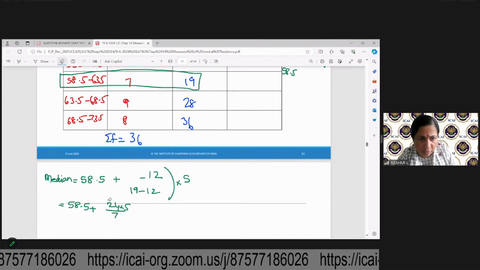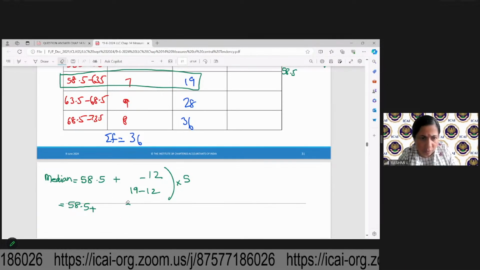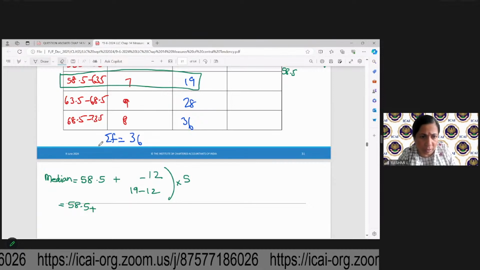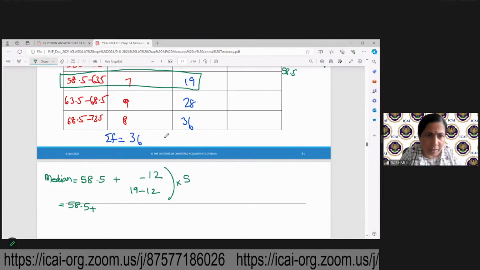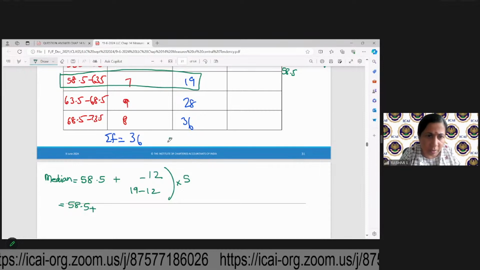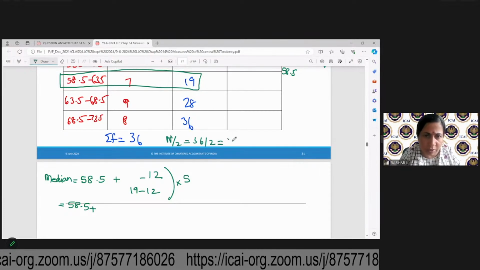Okay, now we'll get the answer. So this is 18, not 36. 36 upon 2 is, fx is 36. So median, this n by 2 will be equal to 36 upon 2, which is equal to 18.